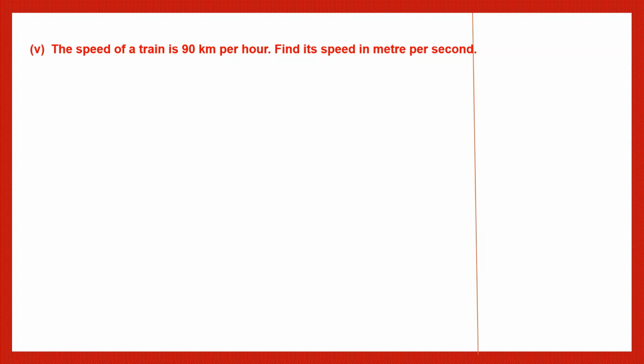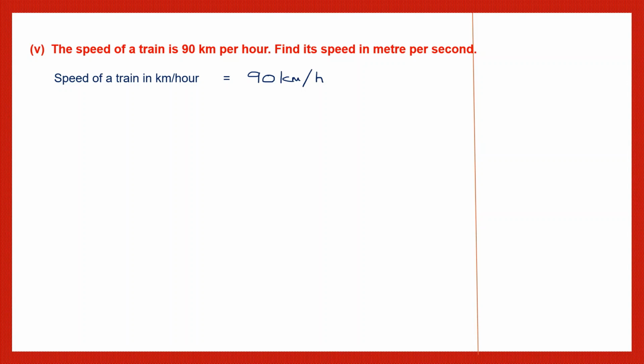Question 5. The speed of a train is 90 kilometers per hour. Find its speed in meter per second. So this is a direct question. We can straight away do it. The speed of a train in kilometer per hour is 90. Okay, so this is 90 kilometers per hour.